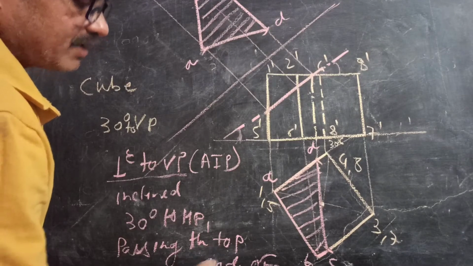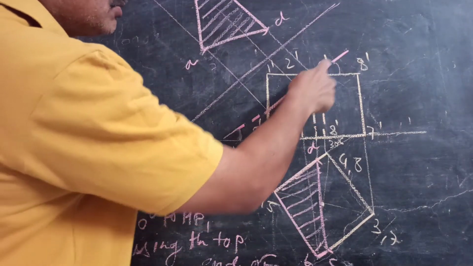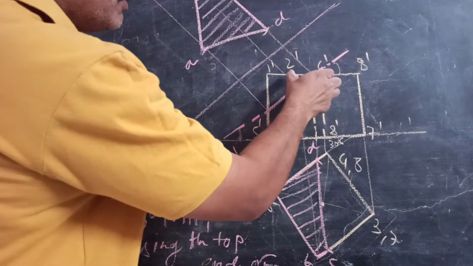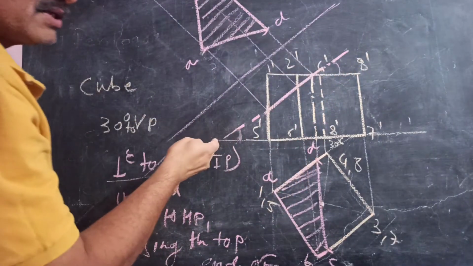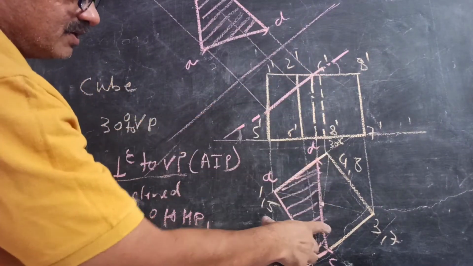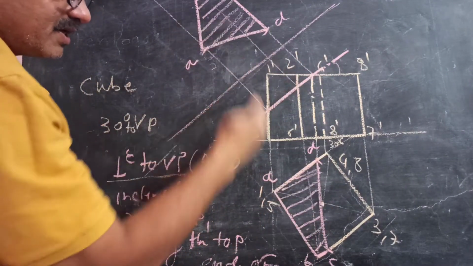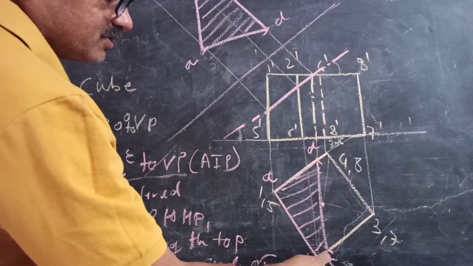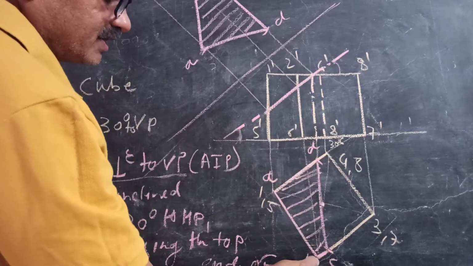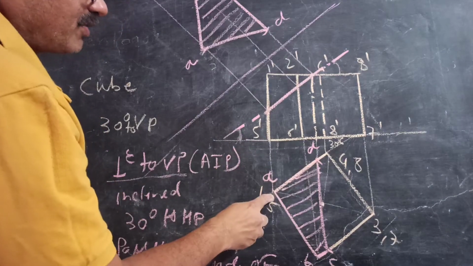passing through top end of axis. Top end of axis is this, so it is passing through this. Keep your protractor here, draw a line 30 degrees inclined, so you will get the section plane line. Project it downward, so this corner is fully cut. Here you will get 2 points D and C. Here we will get one point, that is B, and here we will get one point A.